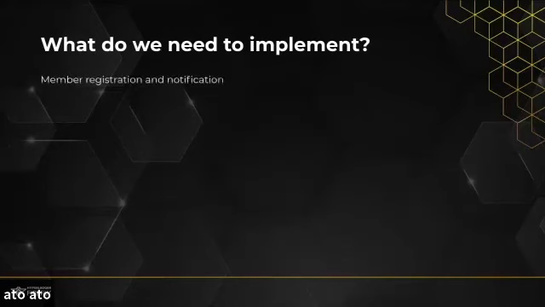So first of all, members need to be able to register in the network. A new manufacturer, a new dealer comes online, starts selling things into the network. Everyone needs to know about them. So we need a registration system and a way to notify all the other members.